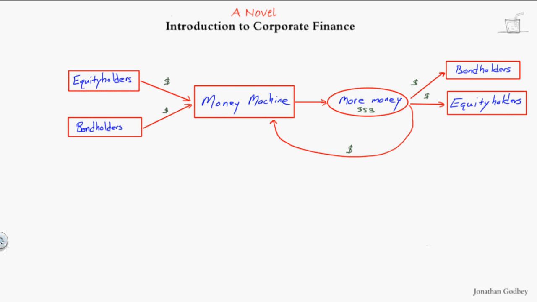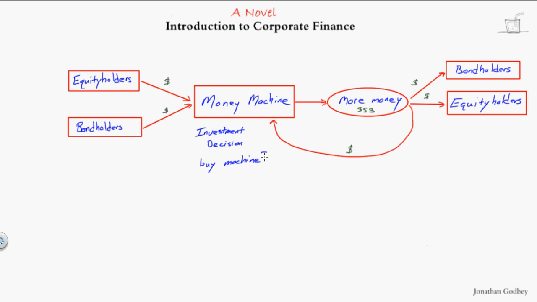In Chapter 8, we're going to talk about the investment decision the firm makes. Remember, equity holders and bondholders put money into the company. The company hopefully makes money, and they pay their bondholders, they pay their equity holders, and they keep part of the money and put it back into the money machine. Now the question we want to answer in Chapter 8 is, should the firm buy a certain machine?